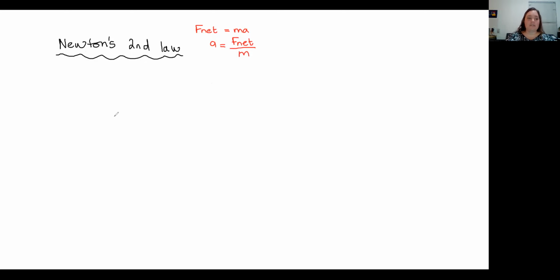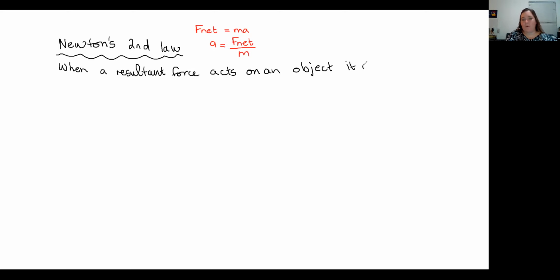So Newton's second law says, when a resultant force acts on an object, it will cause the object to accelerate. Yes, it could be a non-zero resultant force. I don't really worry about it.